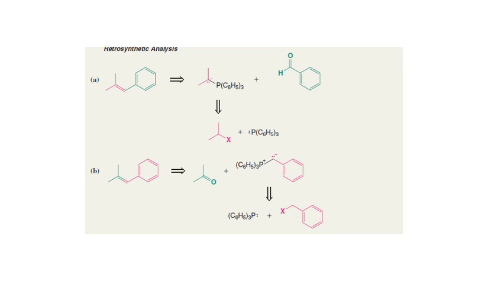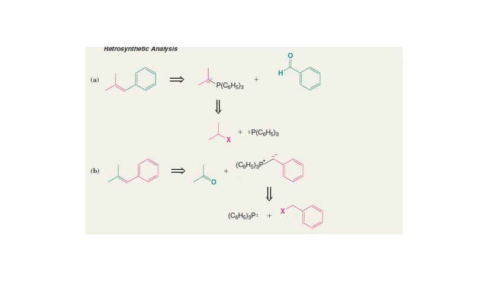The second strategy: we use acetone and the ylide produced from benzyl triphenylphosphonium salt, which can be prepared from benzyl halide and triphenylphosphine. That is the analysis to identify our starting materials for the synthesis.